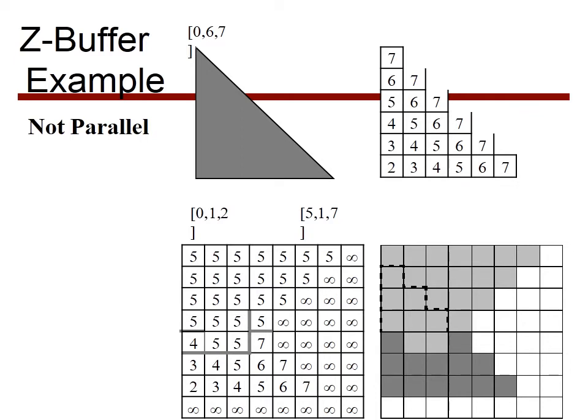The advantages: it is easy to implement, and it reduces the speed problem if implemented in hardware. It processes one object at a time. The disadvantages: it requires large memory, and it is a time consuming process.